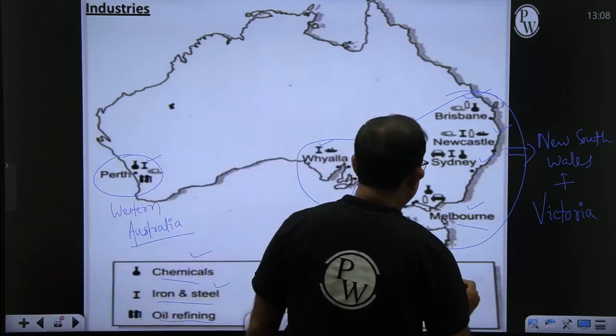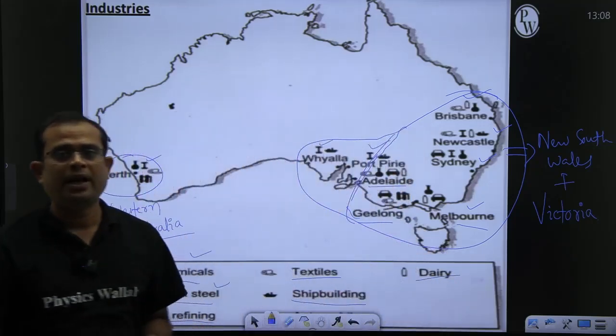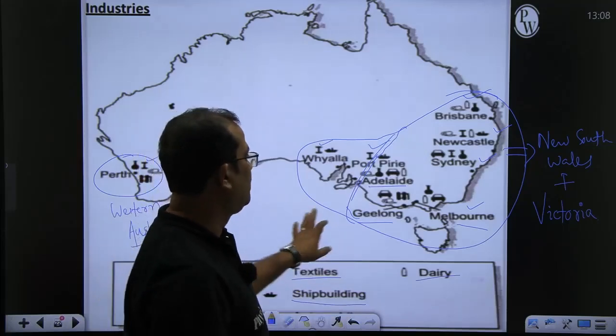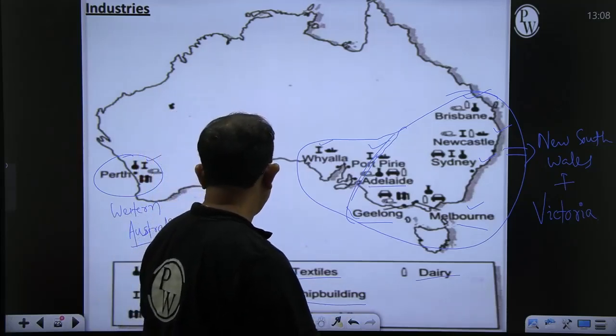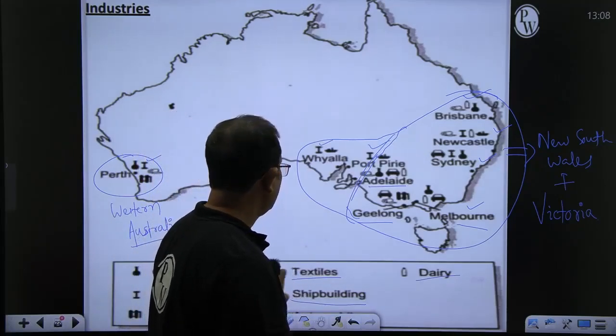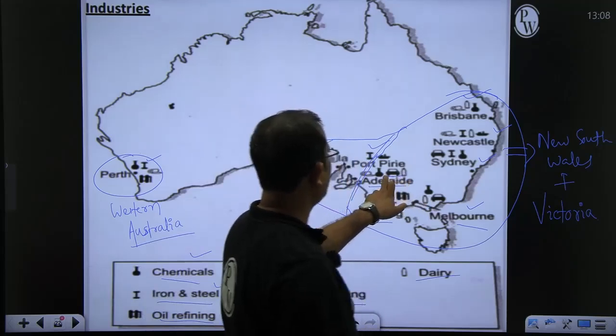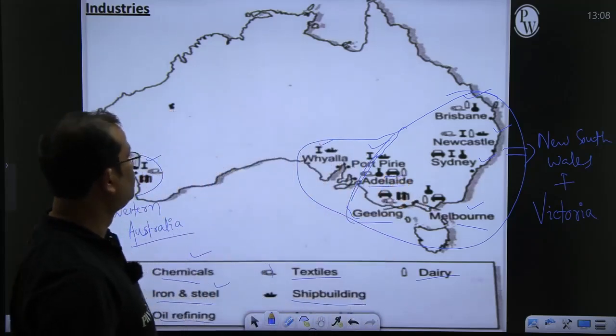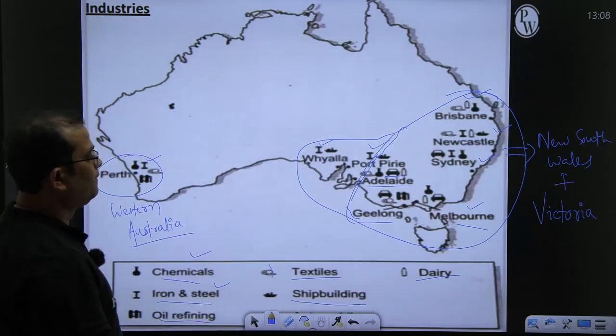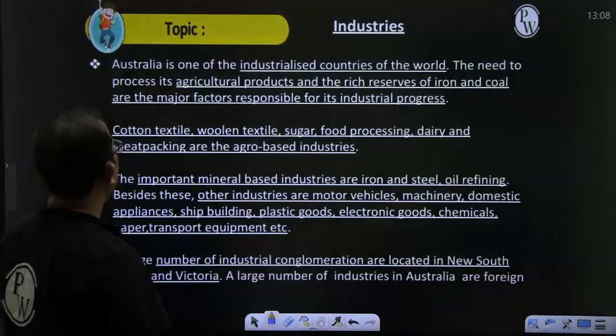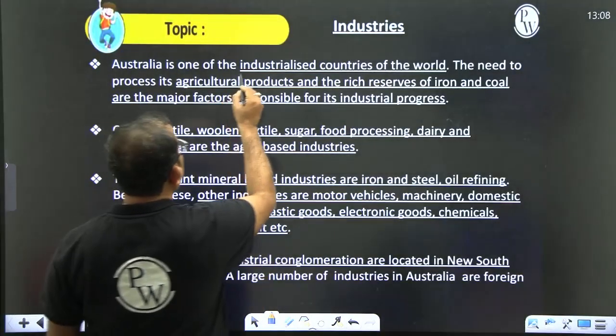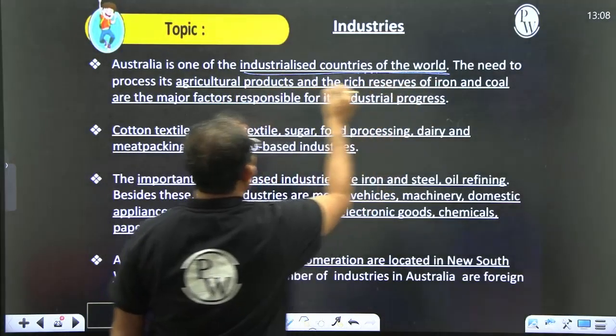Then dairy, you can see. Like textile, shipbuilding and dairy. And this is your automobiles here. Right? Automobiles. Let's see, Australia is one of the industrialized countries of the world.